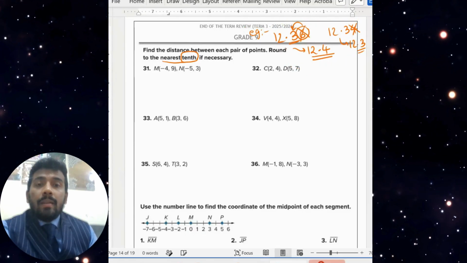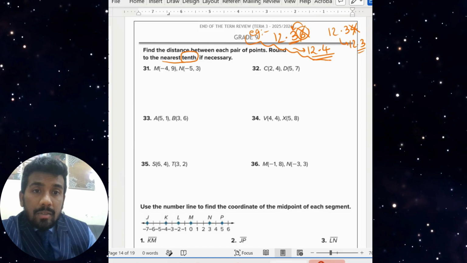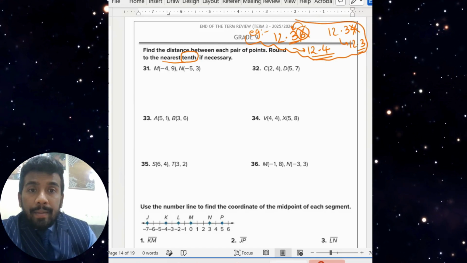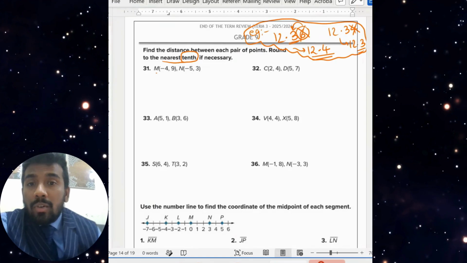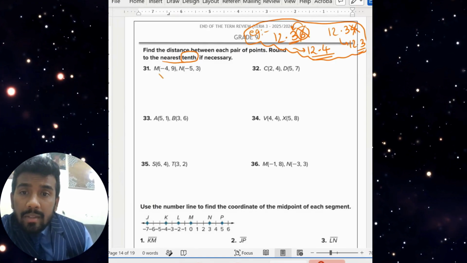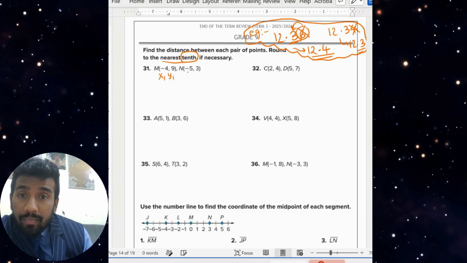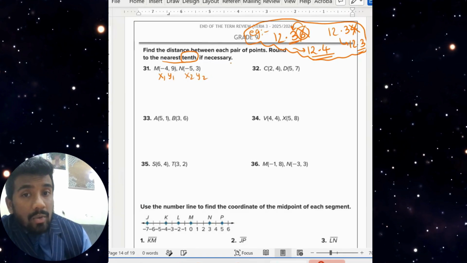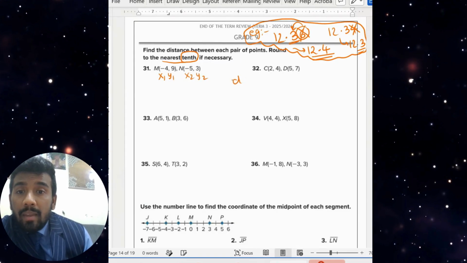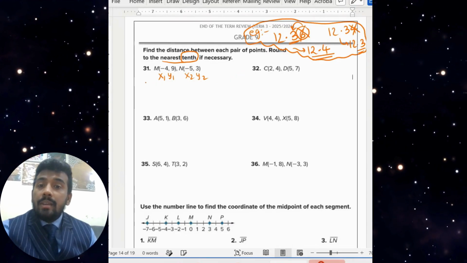Okay, so just an example, I'll just mark it out. Let's go to question number 31. This is your x1, this is your y1. That's your x2, that's your y2. What's the formula for the distance formula? Hope you guys remember it.